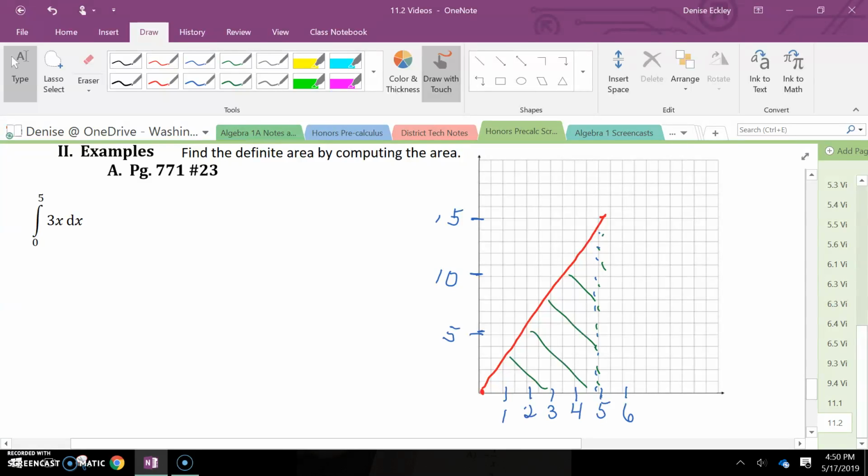Page 771, number 23. Find the definite integral by computing the area. So the first one is we're going to find the integral of 3x from 0 to 5 dx.